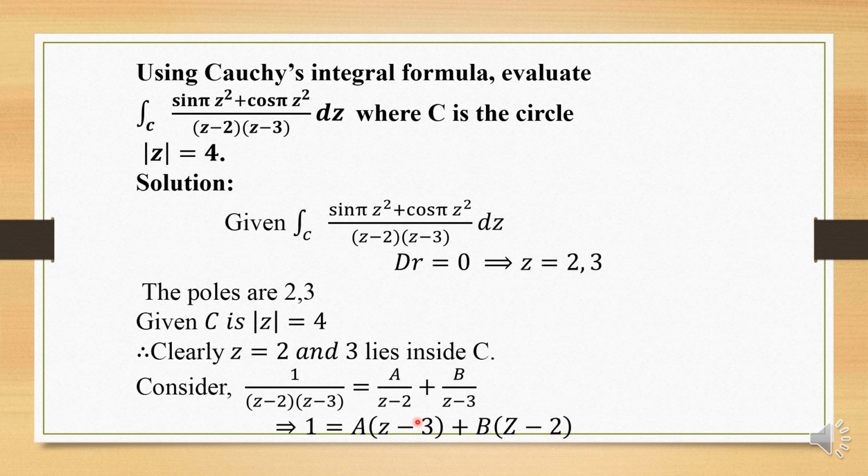In the next step, we want to find the values of the constants a and b. For that, we give a value for z to make one of the terms 0. Here I am giving z as 3, which makes this term 0, and we get the value of b. Similarly, if we give the value of z as 2 here, we get the value of the constant a.